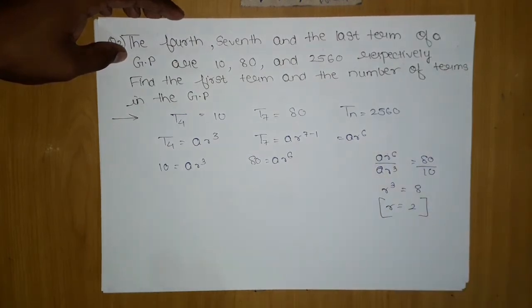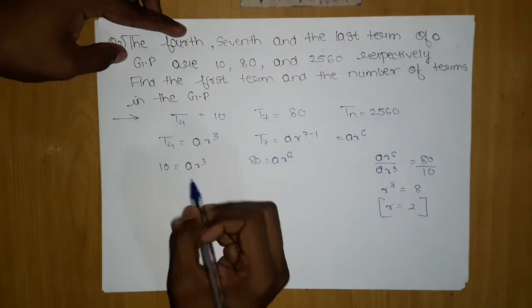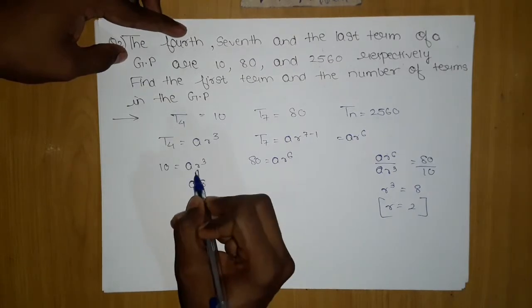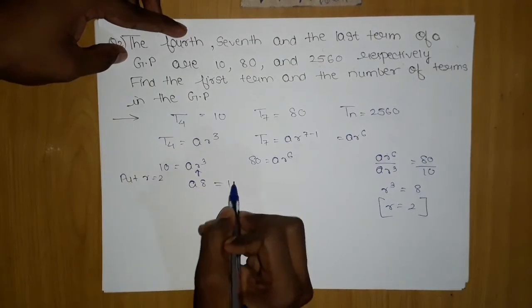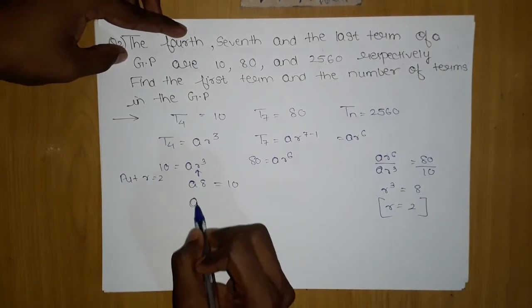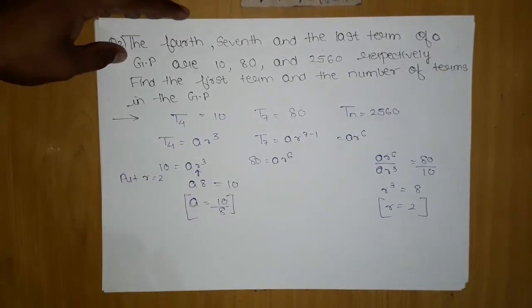So I got the common ratio. Now I want to find the first term. How can I find the first term? Just by substituting the values. Which one is easy? This one is easy. So a into 8, I am substituting r equal to 2, equals 10, so I have a equal to 10 by 8. This is my a, which is the first term, so I got one thing.